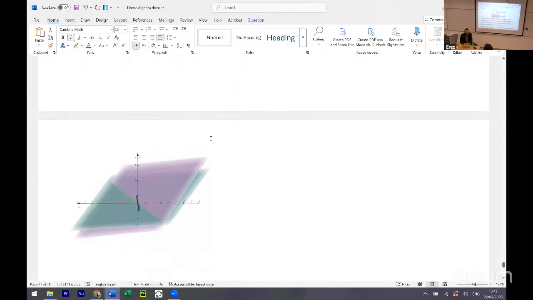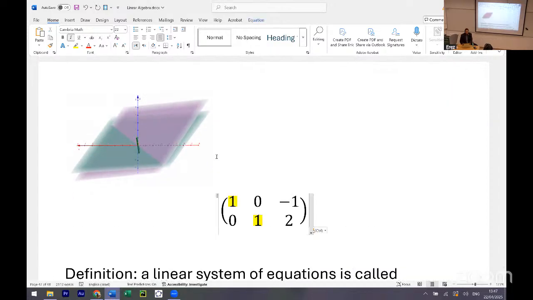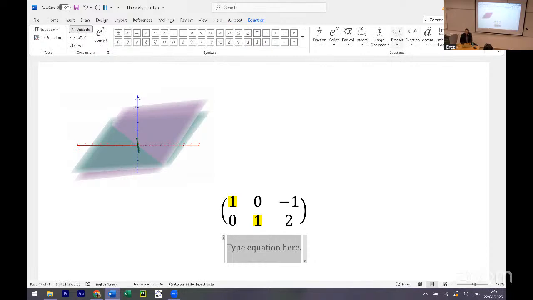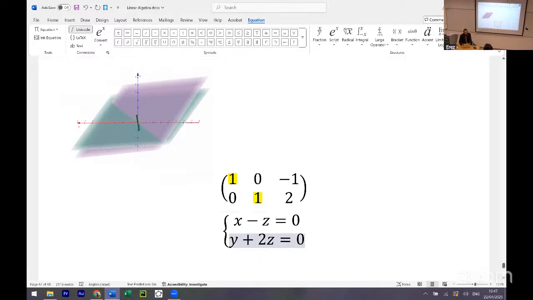A different system of equations. Geometrically, it will be quite clear. And this matches the homogeneous system. You tell me, what is the first equation? X minus z equals 0. Exactly, that's the first equation, right? What is the second equation? Y plus 2z equals 0. That's true.